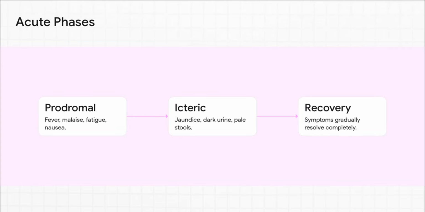So what does this microscopic battlefield actually look like for the patient? Well, in an acute infection, it unfolds in 3 distinct acts. First is the prodromal phase, and you feel absolutely awful. Fever, extreme fatigue, nausea, vomiting. It feels like a really severe flu. Then comes the icteric phase, and this is where the liver's distress becomes highly visible. Patients develop jaundice, literally turning their skin and eyes yellow. Their urine turns dark and their stools become pale, usually alongside a swollen, enlarged liver. Finally, in most acute cases, we reach the recovery phase, where all these dramatic symptoms gradually resolve as the immune system successfully clears the virus.